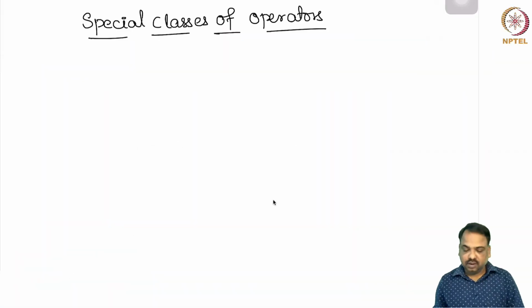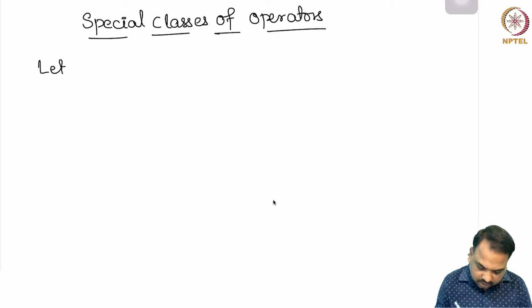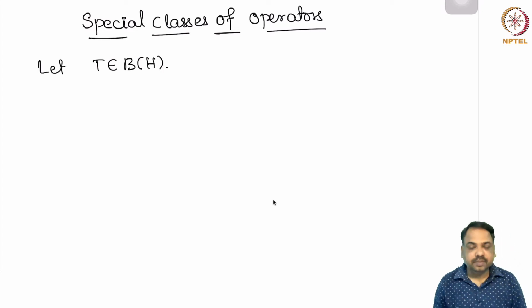Hi everyone. In the last few classes, we have described properties of the adjoint of an operator and some properties of closed range operators. So today we are going to define a few special classes of operators which are defined by the adjoint of an operator. So let us start with a bounded operator.